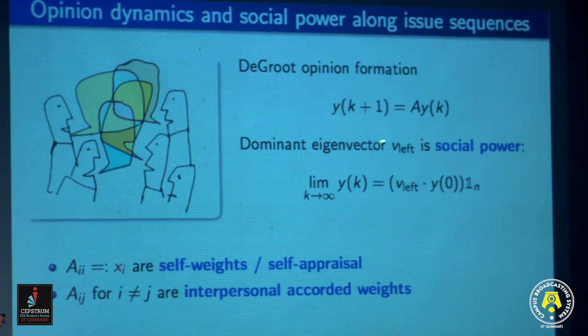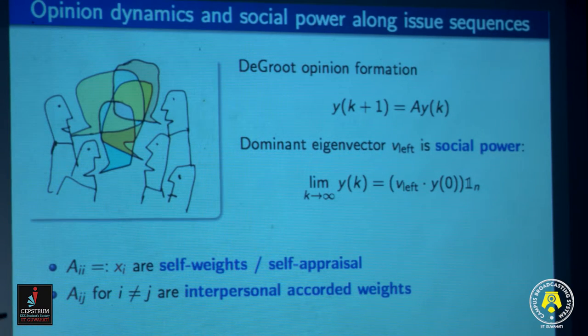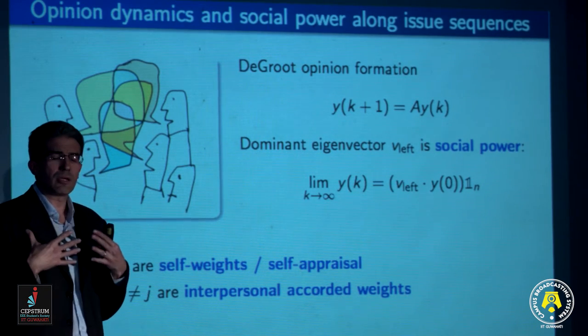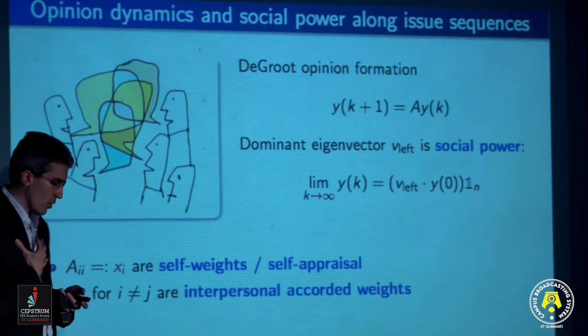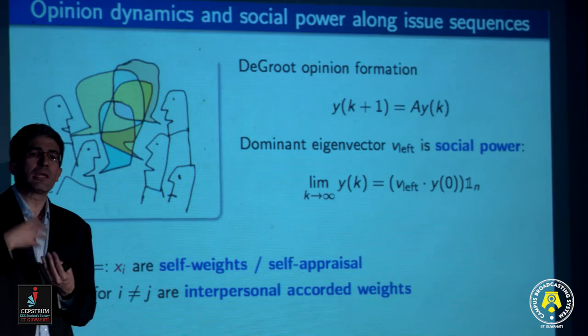Now, even if the matrix A, for us, is a square matrix, in the context of opinion dynamics and social networks, the entries of the matrix A have a different interpretation and meaning. The diagonal entries of the matrix are the self-weights, the weights that an individual assigns to him or herself, whereas the off-diagonal entries are weights that an individual willingly accords to others.